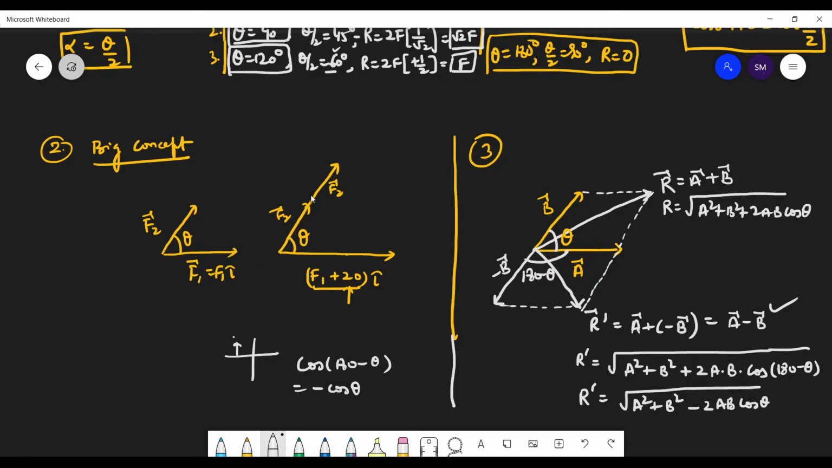Like F or 2F2, the direction will remain the same. Direction is not going to change. You are adding some scalar quantity, direction is not going to change. So these are the key important points that we need to understand.